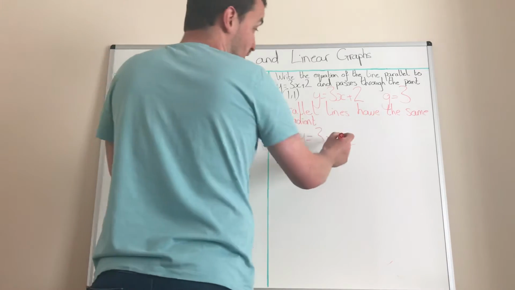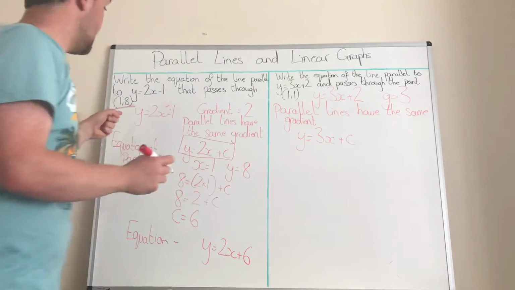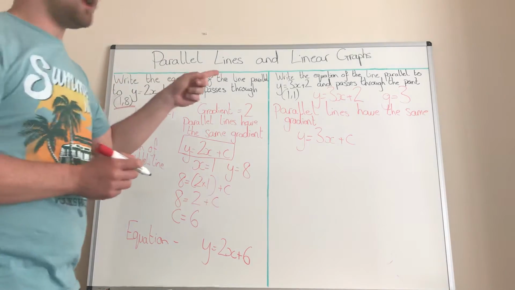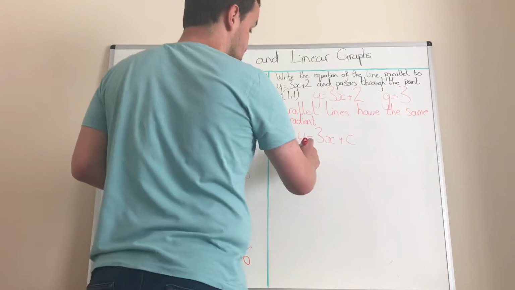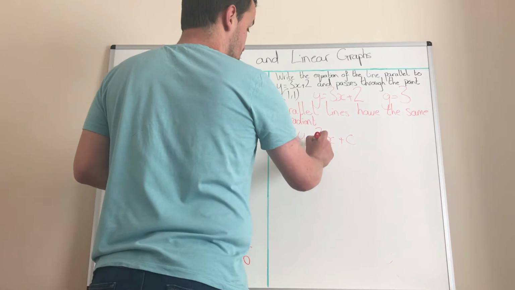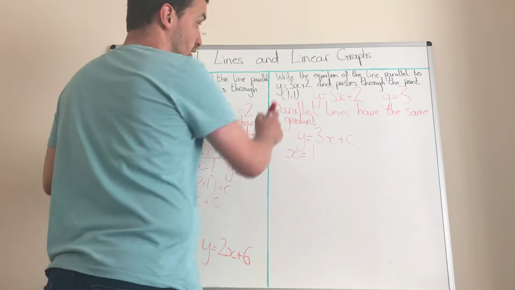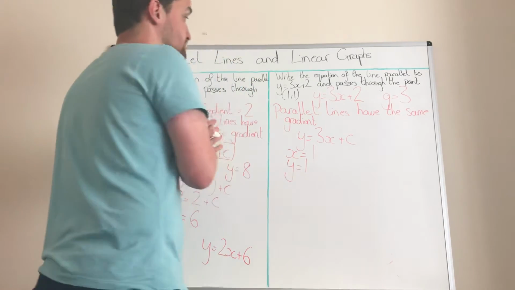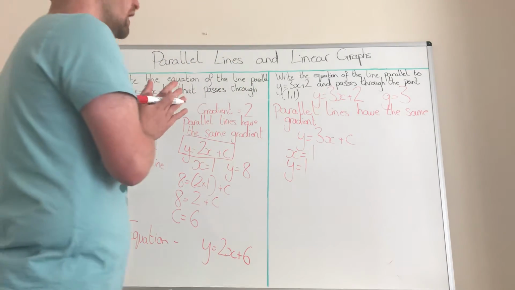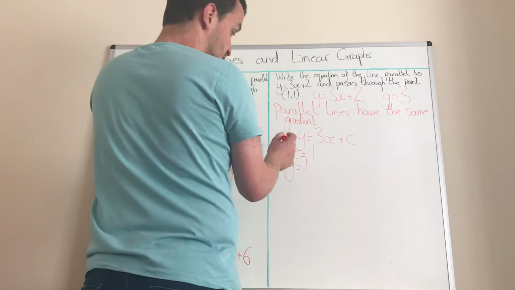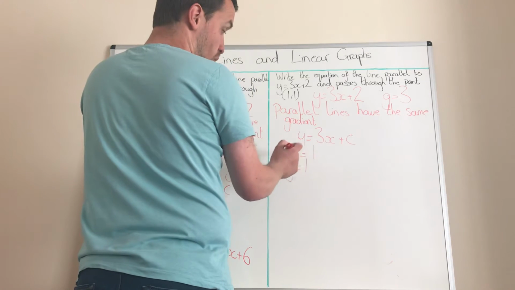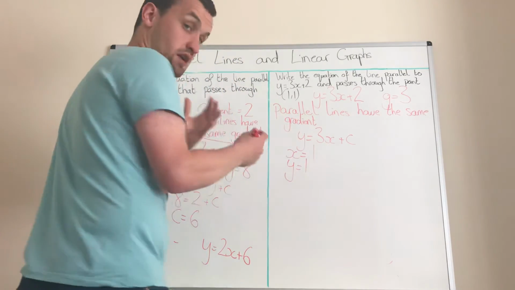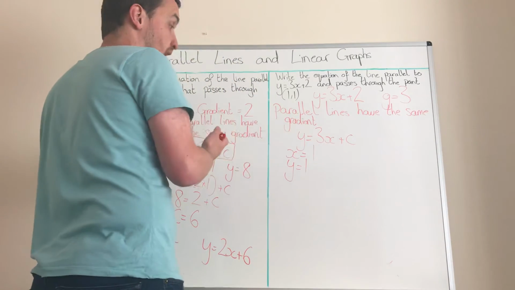We now need to work out what this c value is. If you remember back to here, we used the coordinate that was given to us. And that's exactly what we're going to do here. In this case, x is 1 and y is 1 as well. So we are now going to substitute x equals 1 and y equals 1 into our new equation. Wherever we see an x, we're going to put a 1. Wherever we see a y, we're going to put 1.